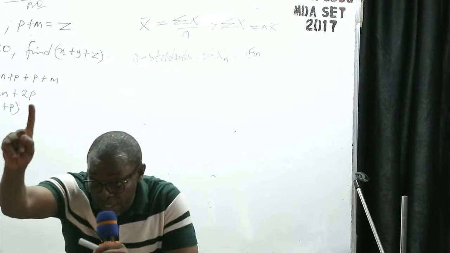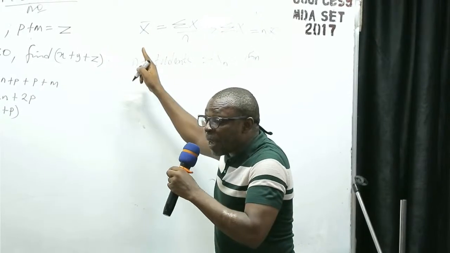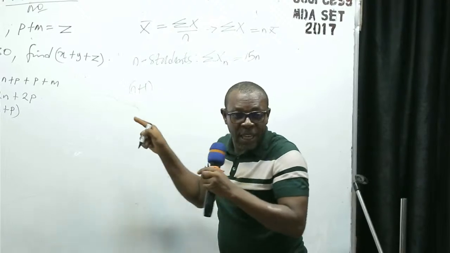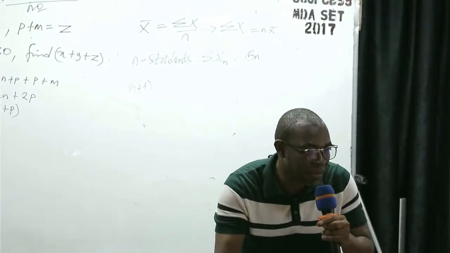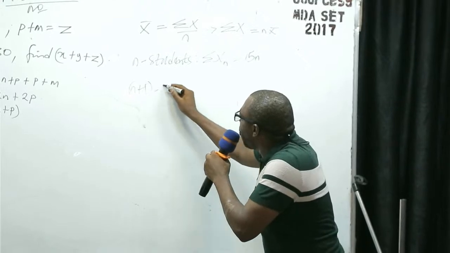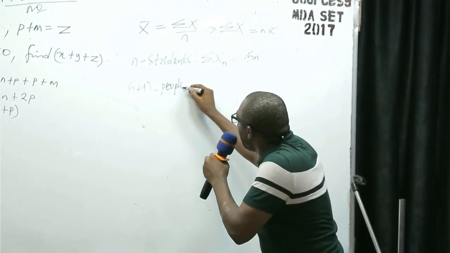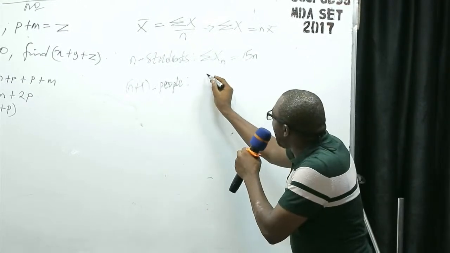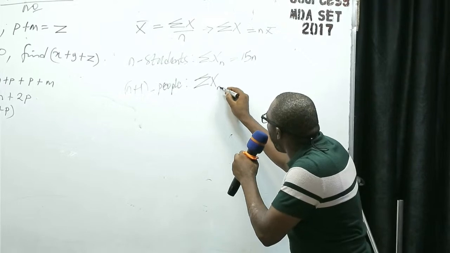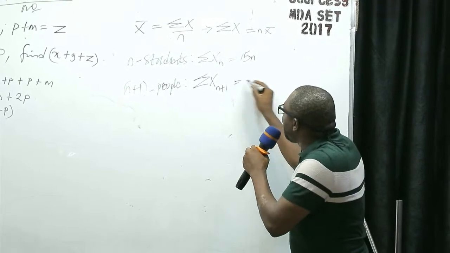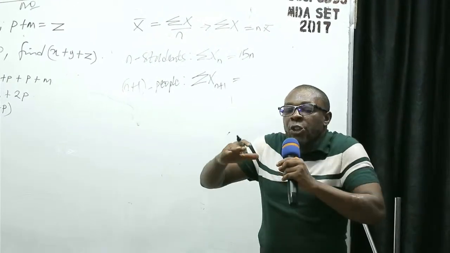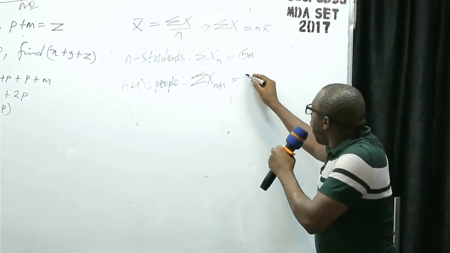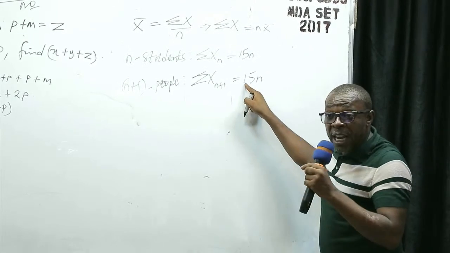One person. So if one person is added to these students, what are we going to get? N plus 1. Class, are you with me? So N plus 1 what now? People. N plus 1 people will now give us sigma x for n plus who? Don't forget, the sum of the ages of the students gave us what? 15. So 15n will be the sum of the ages of the students.